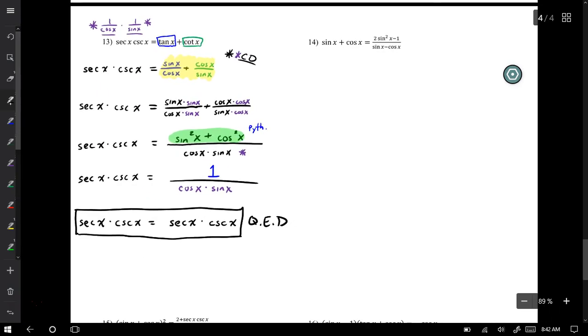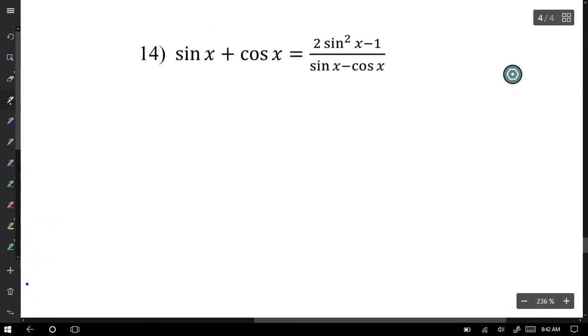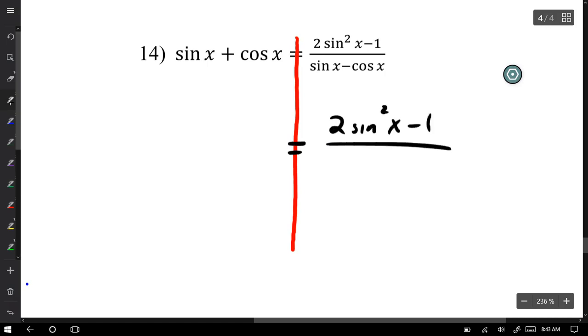All right, so let's take a look at 14. Now 14 is a little bit tricky when it comes to the concepts behind it. And if I look at 14, what I want to do is look at which side is the one I'm going to keep and which side is the one I'm going to change. Now, in my opinion, for 14, I am going to keep the right side. I am going to keep the 2 sine squared of x minus 1 over sine of x minus cosine of x.